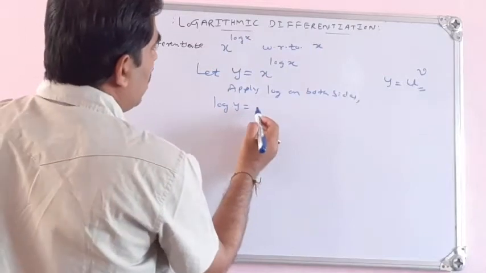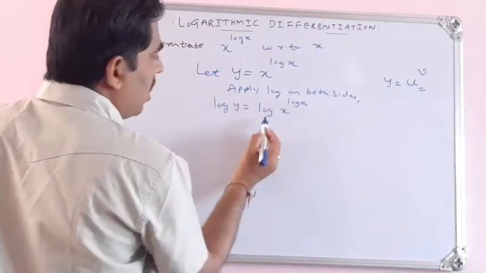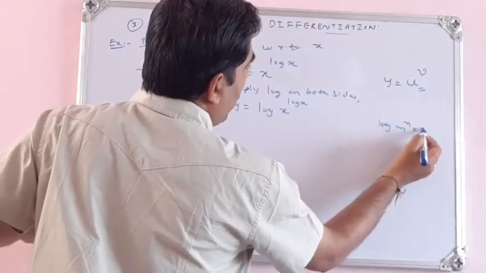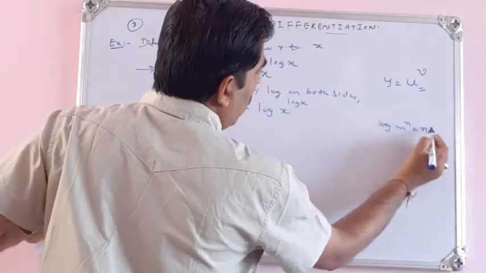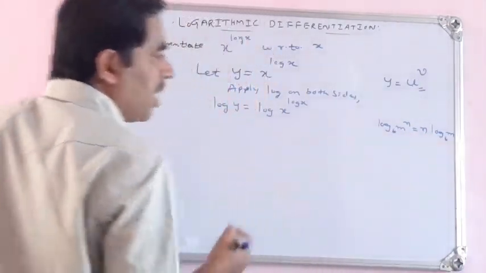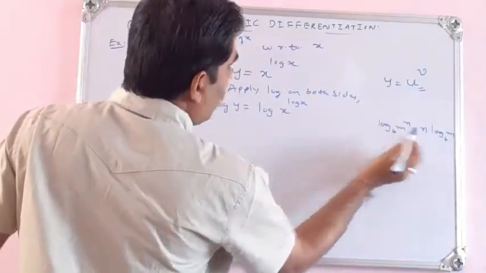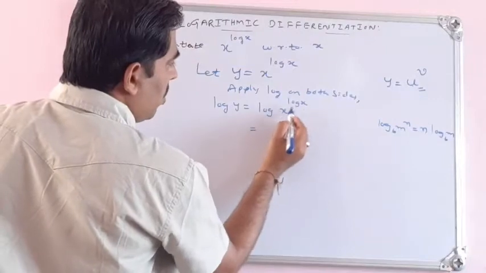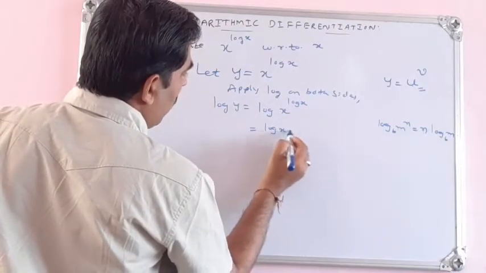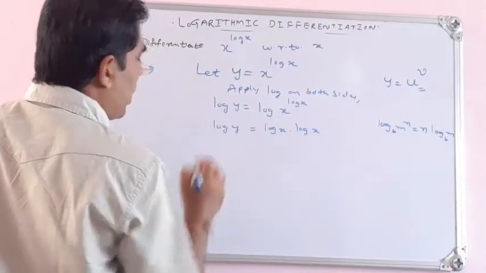Log y is equal to log of x to the power of log x. Now, for the right hand side, what is the property we have used? Log m to the power of n is equal to n log m. So this power becomes the coefficient. That is log x into the base, which stays as log x, on the right hand side. On the left hand side, I have log y.